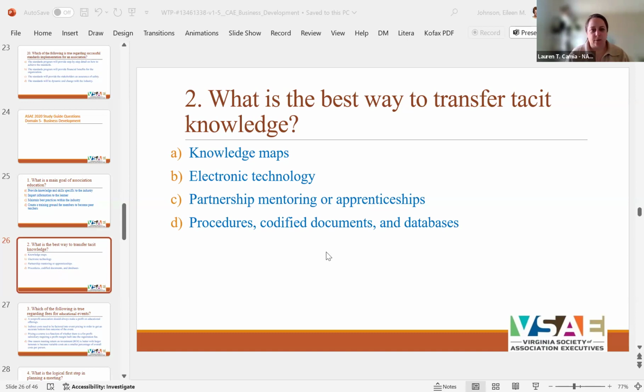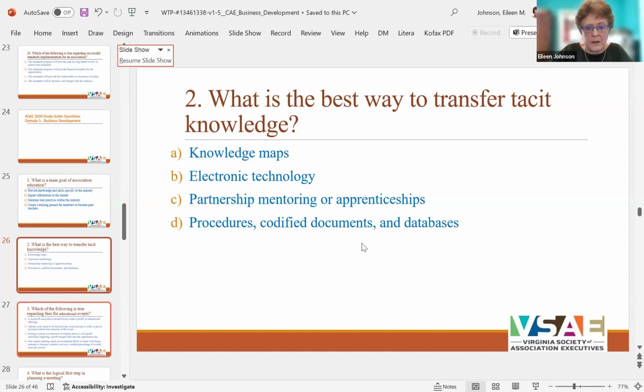I'm just not familiar with the term tacit knowledge, but I'm going to guess C, partnership, mentoring, or apprenticeships, because it's different from all the rest. That's actually a person-to-person type of knowledge transfer versus these other ones. Right, and that's correct. Okay, next.